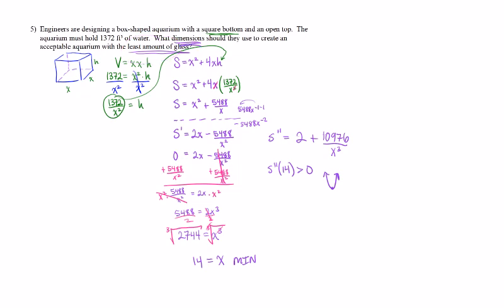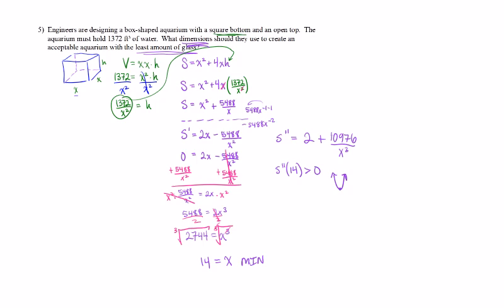And they're asking us for dimensions, and so we need the length, the width, and the height. So we'll plug those in. We know it's going to be 14 feet x, right? By another 14 feet, which is this other x. So now let's find height. Let's plug in 1372 over 14 squared. That's going to equal h, right? So we just plug this into our calculator and we get h equals 7. So it turns out that our dimensions are 14 by 14 by 7 feet.